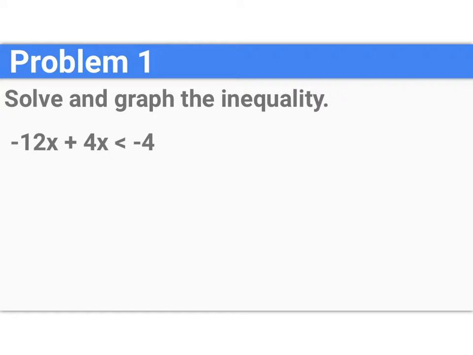Okay, so negative 12x plus 4x is negative 8x, which is less than negative 4. Divide both sides by negative 8. Divide by negative 8. x is less than 1/2.